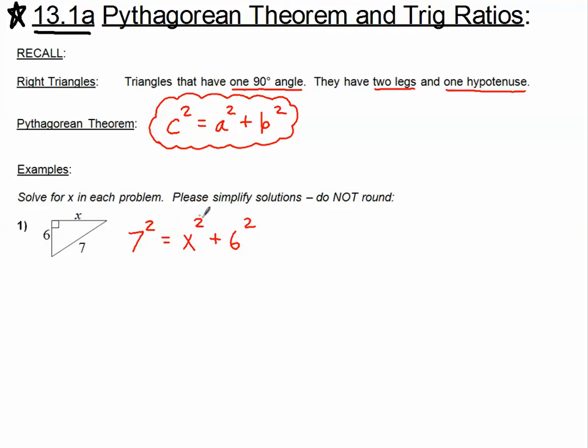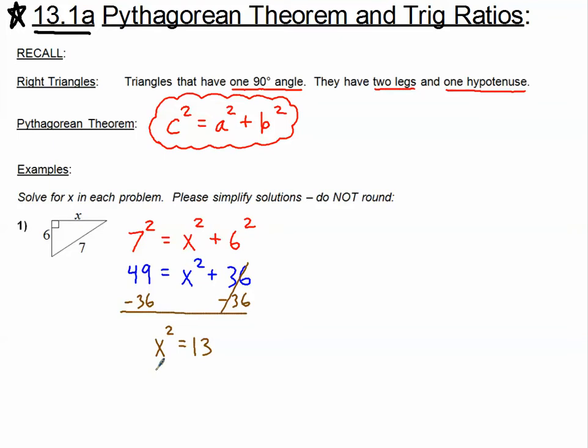I will be taking the square root eventually, but I cannot do that until my x squared is isolated. So let's get our numbers first. 7 squared, of course, is 49. x squared is still x squared, and 6 squared is 36. If I'm trying to get x squared by itself, I should probably take away the 36 from both sides. These are just my regular equation skills. I'm going to put the x squared first and say that that's equal to 49 minus 36, which is 13.